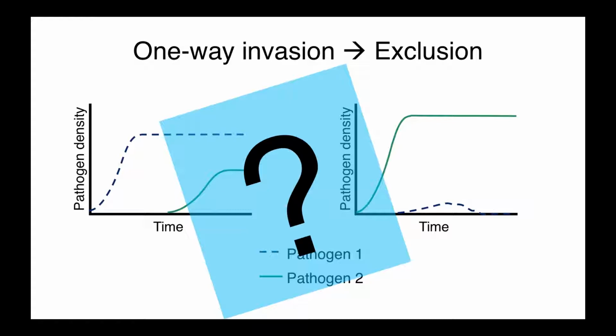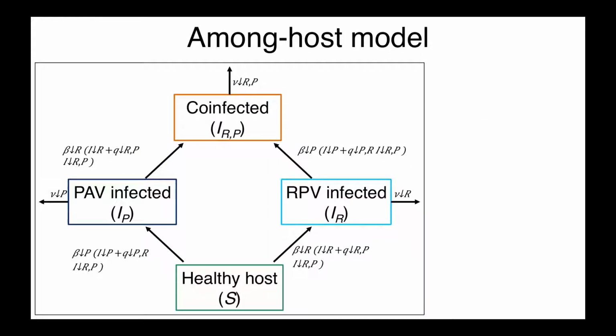So in order to answer that question, is it hard for PAV to invade, we used a model of a plant population. And we broke up the plant population into healthy hosts, hosts that were infected with PAV, RPV, or co-infected. And then these values along the side are just showing transmission rates. The arrows are subscripts. So they have transmission that is affected by whether they're coming from a healthy host, a singly infected host, or a co-infected host. So we could use the data from our experiments to substitute in for those numbers.